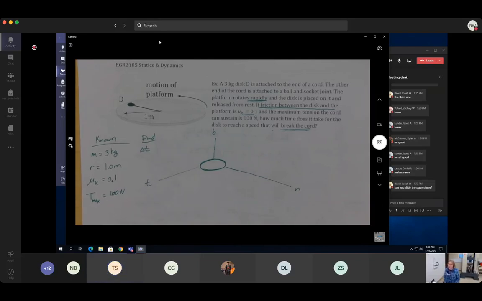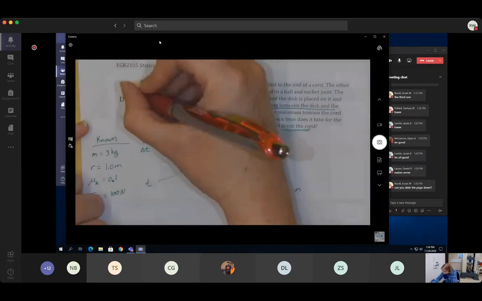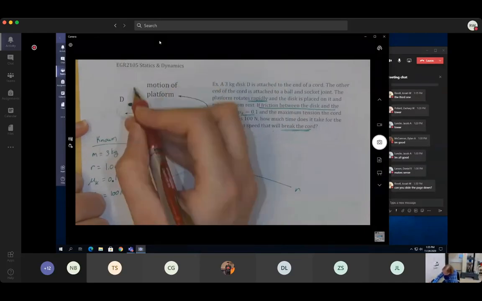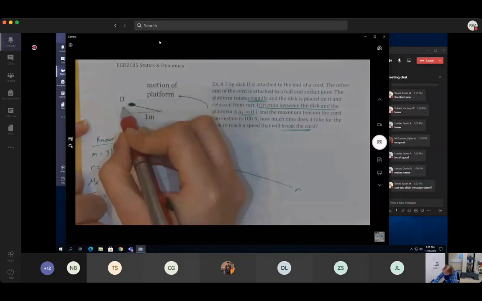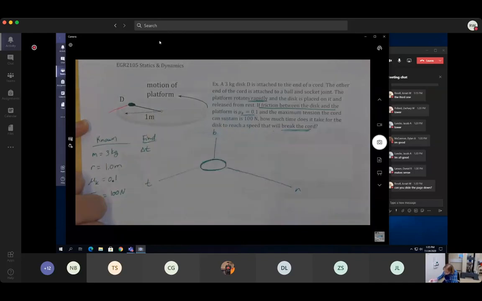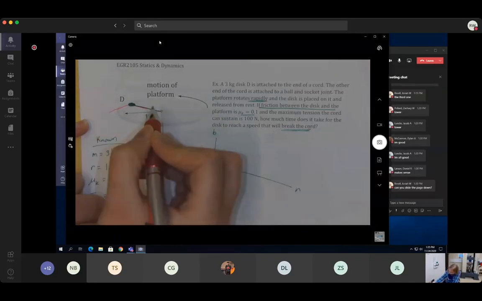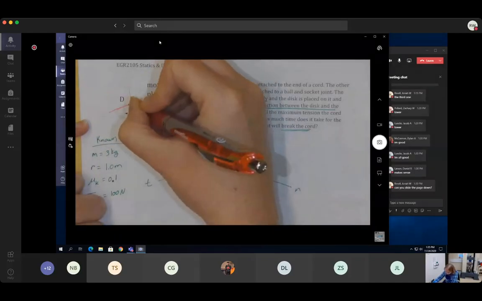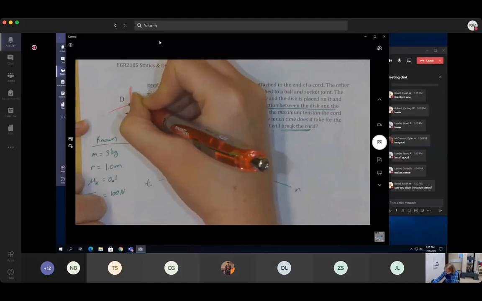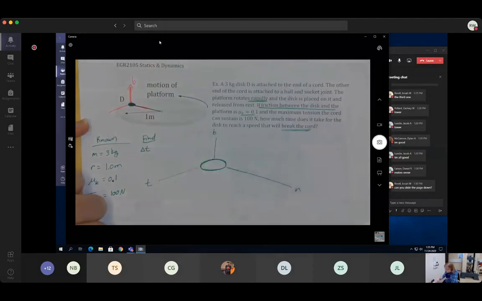I don't know that it actually has a name associated with it. Where our disc is drawn, our tangential direction is going to be tangent to that circle. Our normal direction is here. And then this one's perpendicular to the platform. So it's just going to be our third dimension, but it's the vertical one here, which is the key.